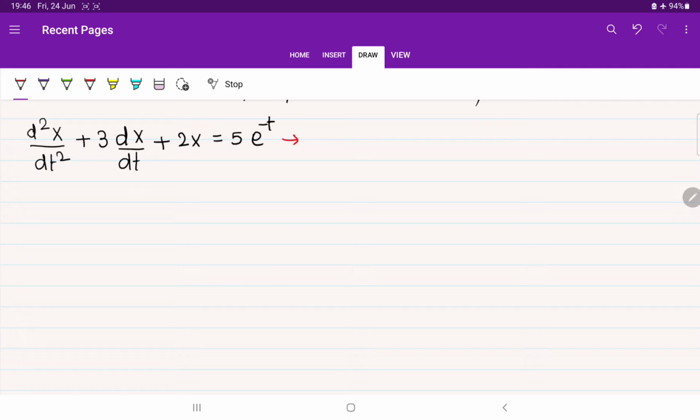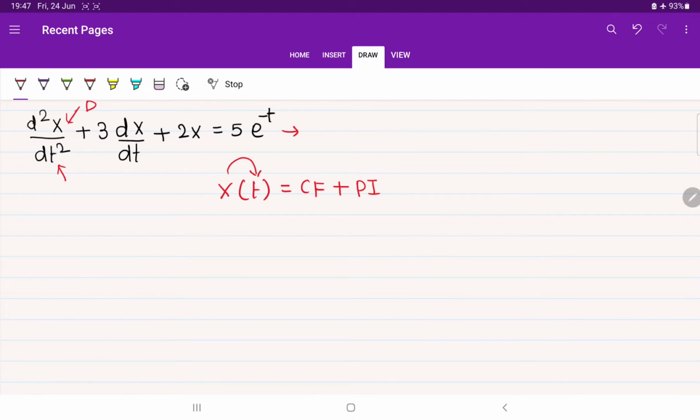See, always in a higher order differential equation, observe the numerator. In the numerator we have the dependent variable. In the denominator we have the independent variable. Now we are trying to obtain the solution for the dependent variable x with respect to t. It depends on the value of t. This can be written as two solutions: one is called complementary function and another one is called particular integration. Now this is going to be the complete solution.